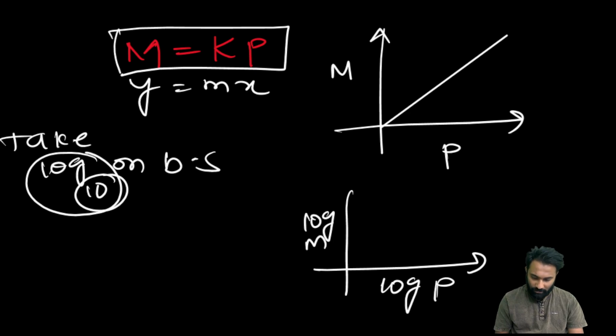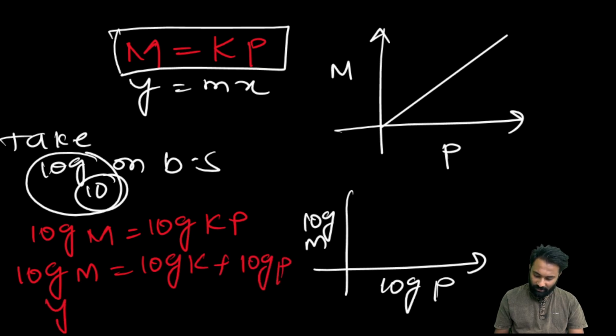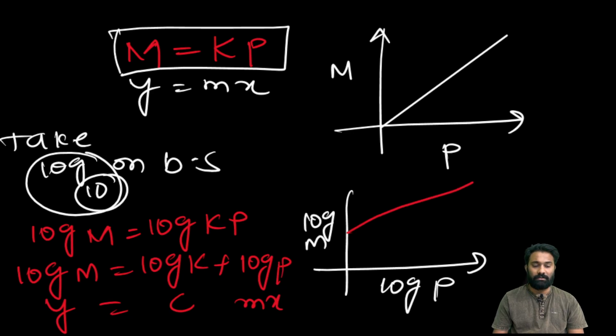Now when you apply log base 10, log m is equal to log Kp. This becomes log m equals log k plus log p. This is y is equal to mx plus c, the y equals mx plus c graph. Clear? The graph you will get in this manner.